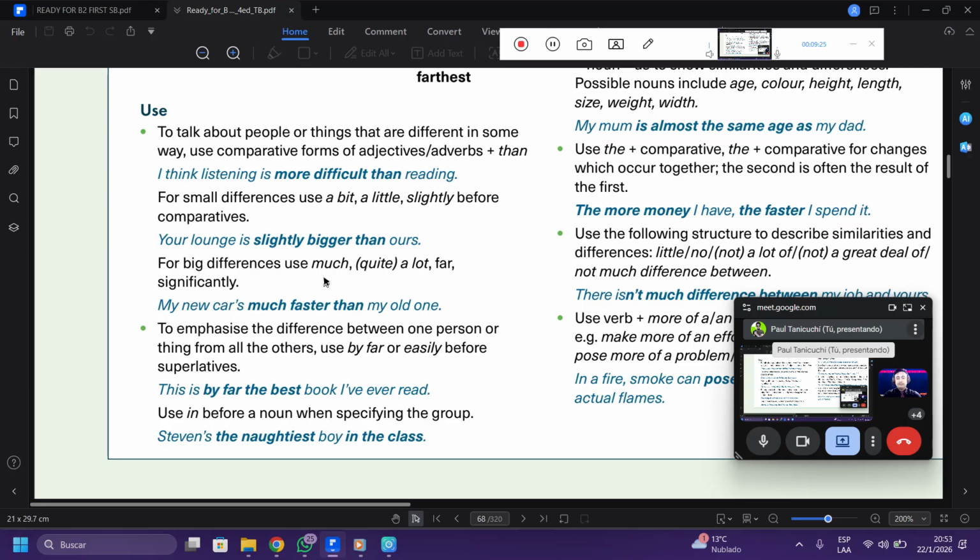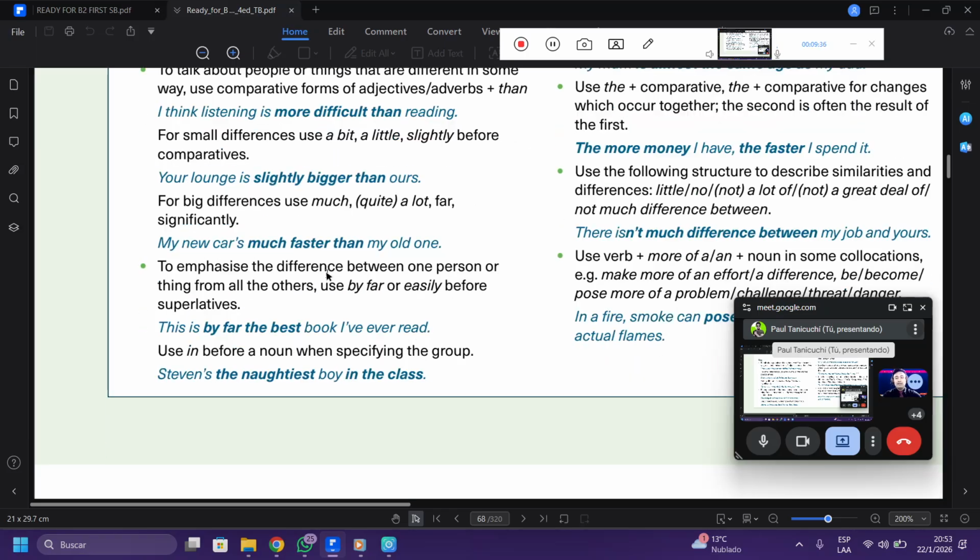Your pencil case is a little smaller than mine. A little smaller. Don't forget the article. Okay. But now, for big differences, we have to use much, quite, a lot, far, or significantly.